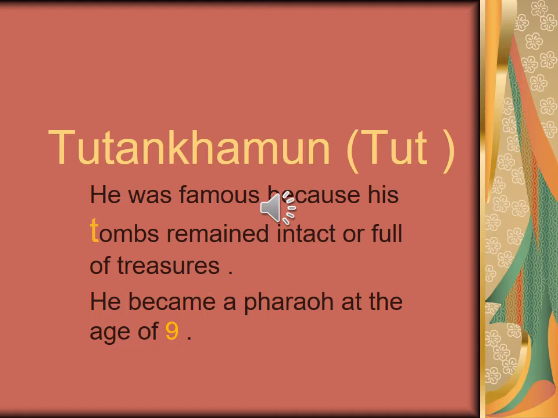He was famous because his tomb remained intact, full of treasures. Do you see I colored, or highlighted, the T for you to remind yourself: Tut, tomb. Tut with tomb. Why was he famous? Because his tomb was full of a lot of treasures. And he became a pharaoh at the age of 9. He became the ruler of Egypt at a young age.